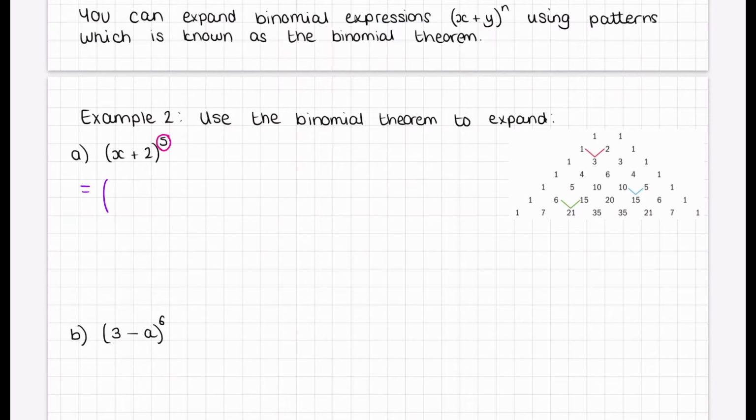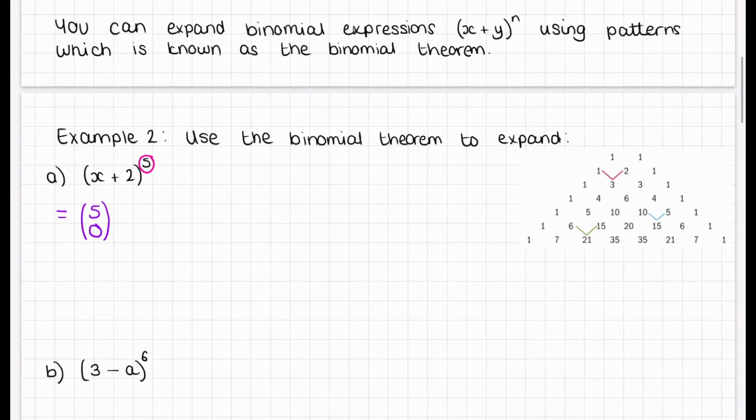So that's going to be our n, so it'll be 5. And we always start with 0, so we'll have 5, 0. Now with this, it means our first term is to the power of the top, and our second term, which is 2, is to the power of the bottom number, which is 0. And that's how we work each term out. And the next term will be 5, and this time we go up by 1, so it'll be 1.